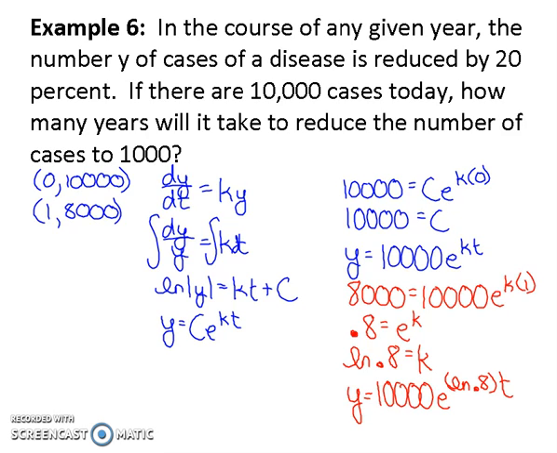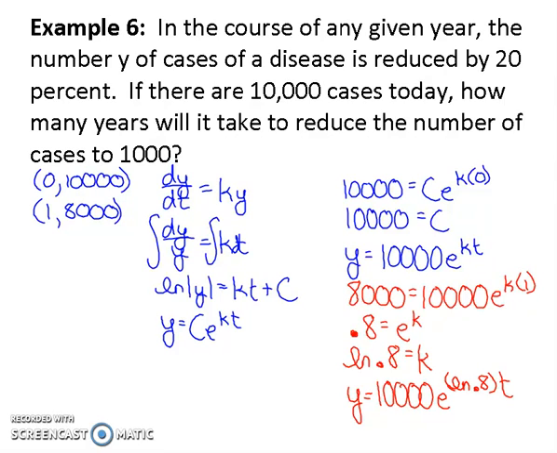All right, so all of my writing in blue is my process for separation of variables and then solving for C. Solving for C, I came up with Y equals 10,000 e to the kt, and then I used the 1, 8,000 to find my value of k. That's written in red. K was natural log of 0.8. So now I have a general function of Y equals 10,000 e to the natural log of 0.8 times t.